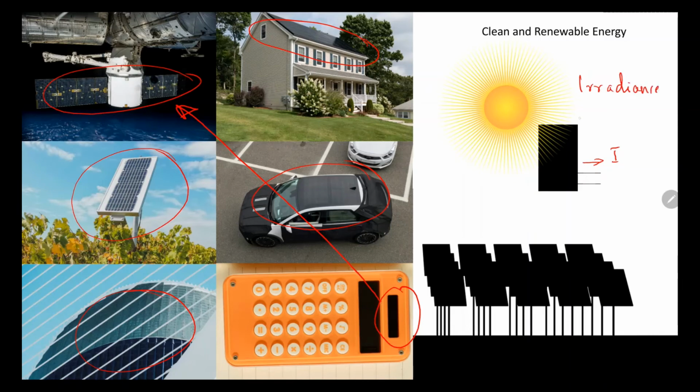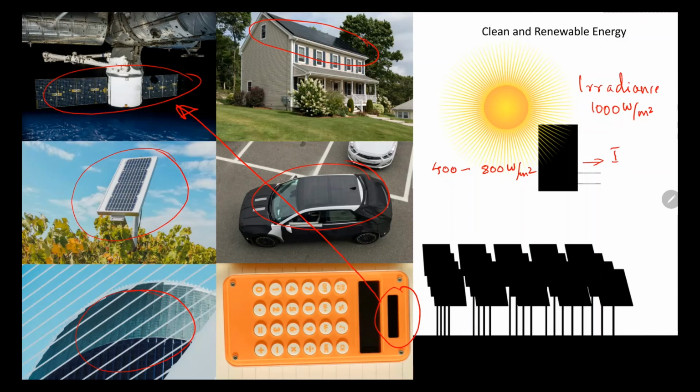So the maximum irradiance the panel can receive is 1000 watts per meter square. But typically on an average day, the solar irradiance received by the panel in an equatorial region can be somewhere ranging from 400 to as high as 800 watts per meter square.